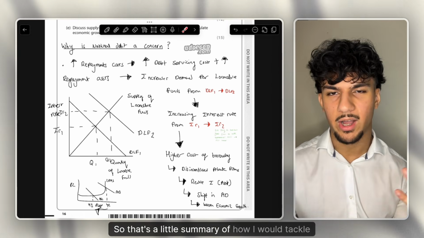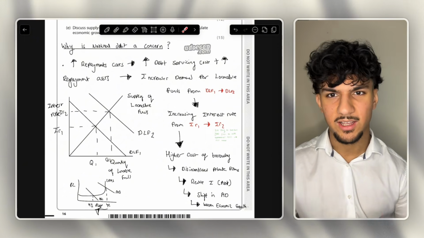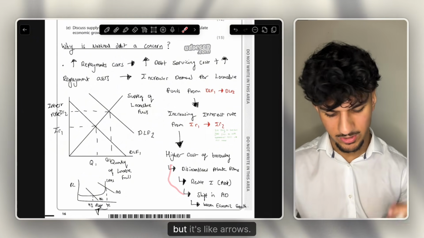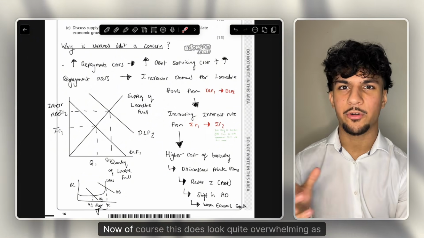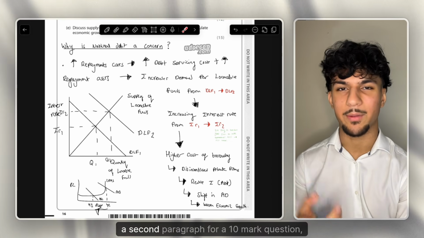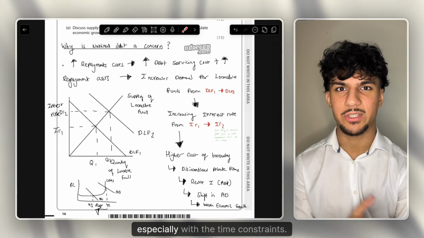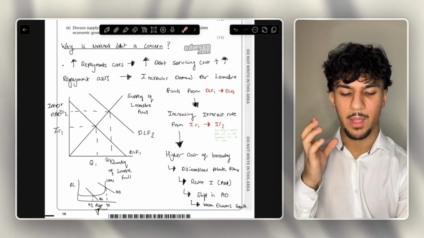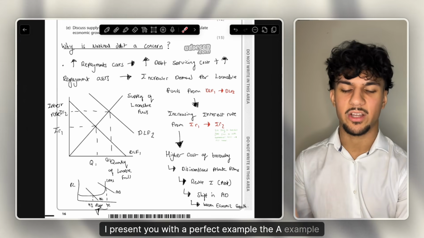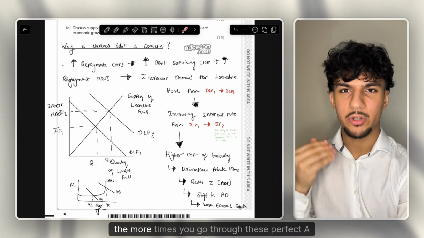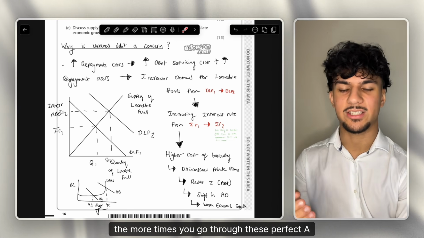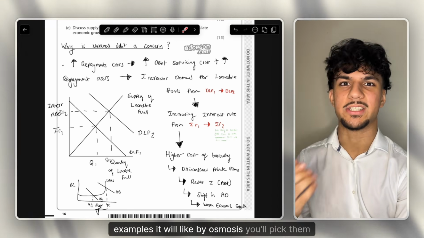Yep, so that's a little summary of how I would tackle that chain of analysis. Sorry if this is a bit messy at the end, but it's like arrows. Now, of course, this does look quite overwhelming as a second paragraph for a 10-mark question, especially with the time constraints. But I present you with a perfect example, the A-star example. As the more times we go through these perfect A-star examples, by osmosis you'll pick them up.